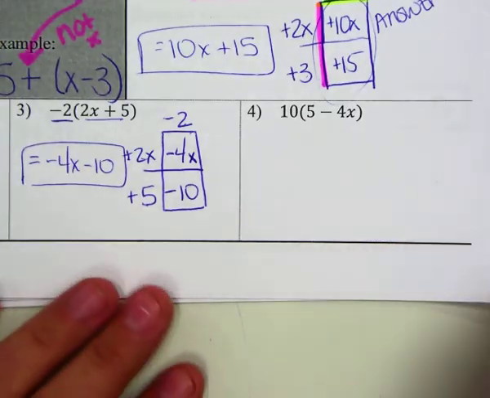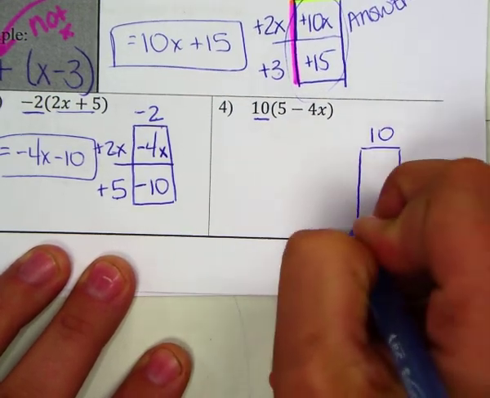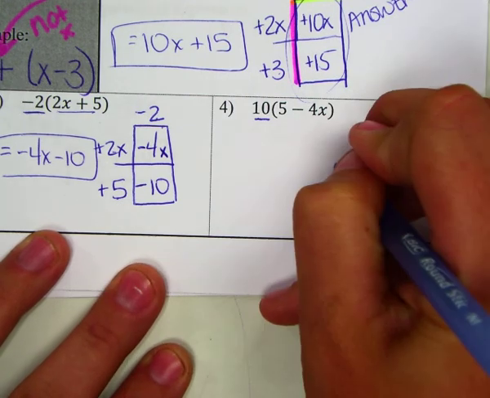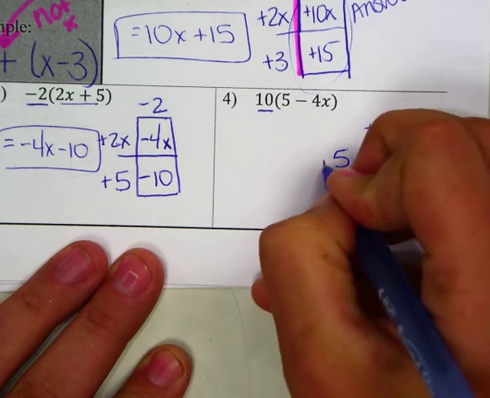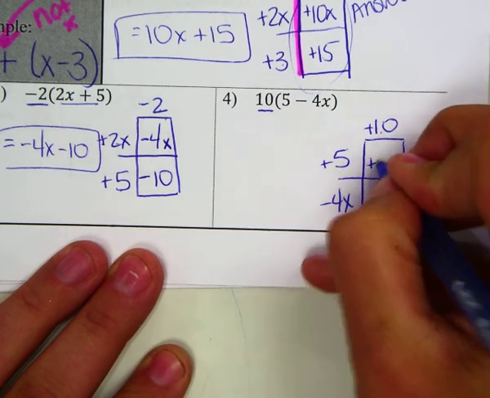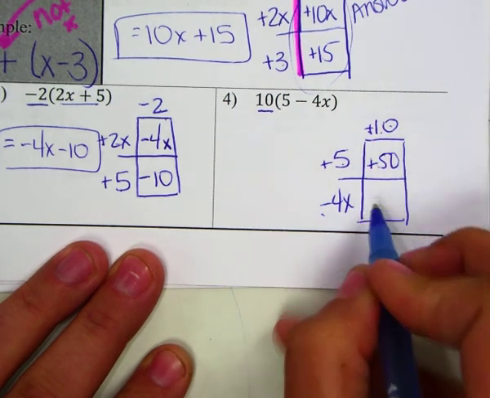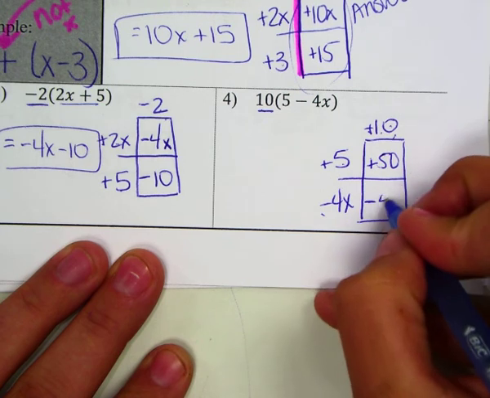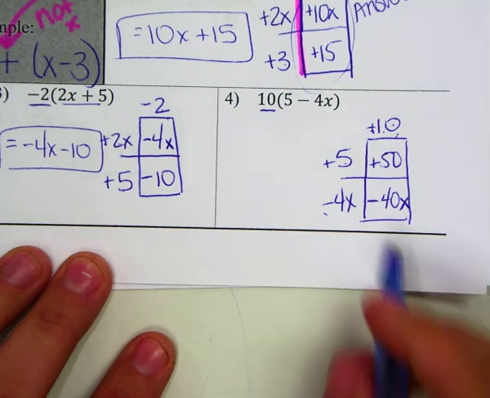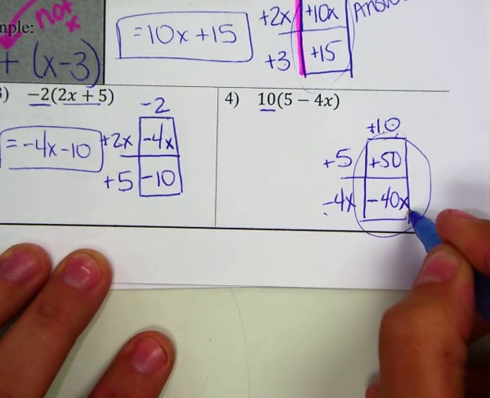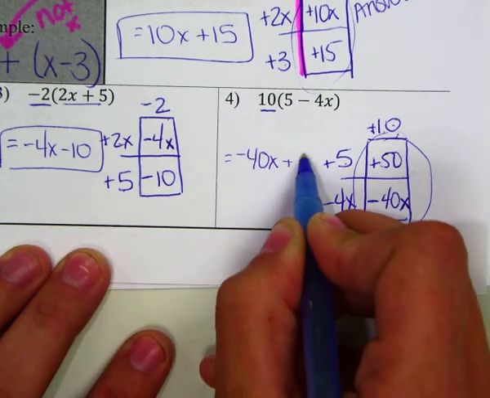Number 4, we're going to distribute the one term 10 into the two term 5 minus 4x. This is positive, this is positive. Positive times a positive is a positive. 10 times 5 is 50. Positive times a negative is a negative. 10 times 4 is 40. And we just tack on that x. So this time when we rewrite this, I actually want to rewrite the x term first. So I'm going to write negative 40x because it's a negative plus 50.